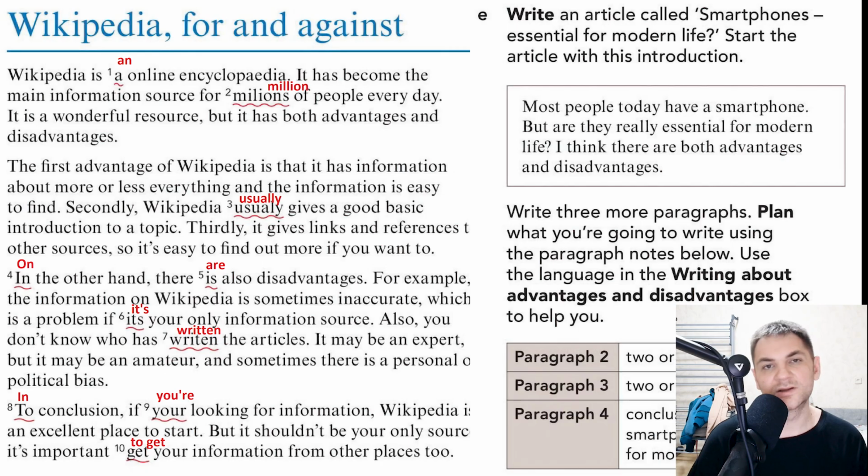Take your time, write clearly, using new vocabulary and grammar you learned in this lesson. But again, writing tasks are optional. If you want, you can skip it. It's up to you. Anyway, good luck with your writing.